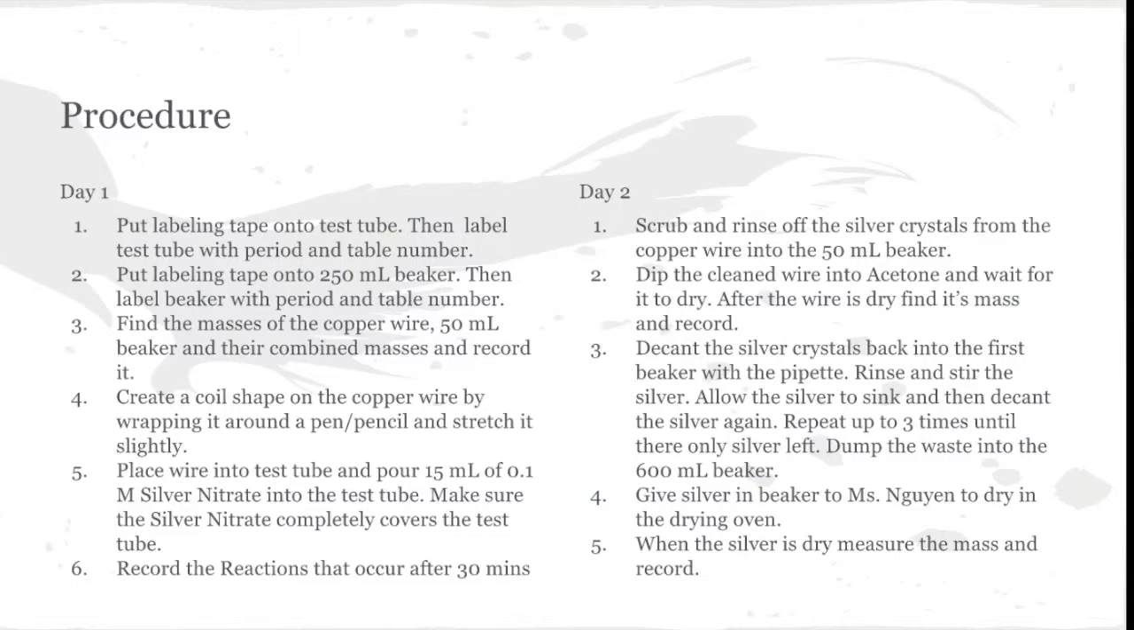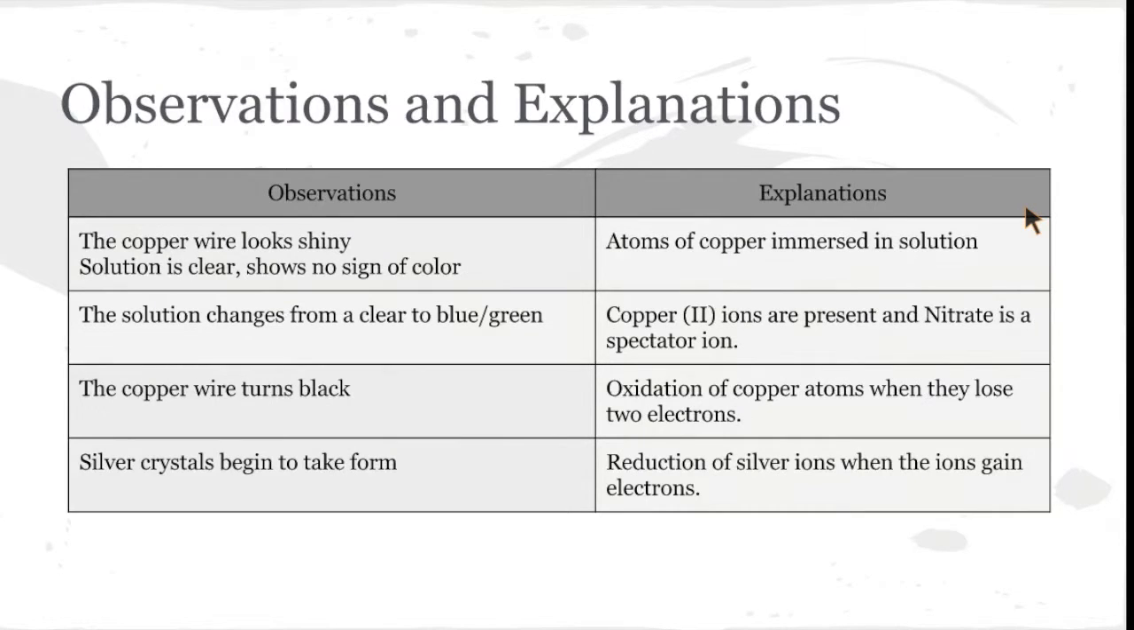Decant the silver crystals back into the first beaker with the pipette. Rinse and stir the silver. Repeat up to 3 times until there is only silver left. Dump the waste into the 600 milliliter beaker. Give the silver and beaker to this man to dry in the drying oven. When the silver is dry, measure the mass and record.